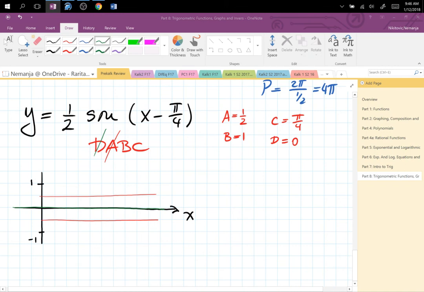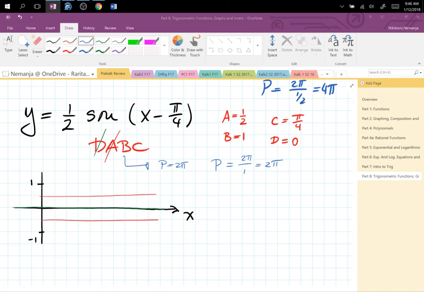Now B. What I need to know for B is that the period is still 2 pi because B was 1. You want to use the formula? Sure, go ahead. 2 pi divided by B, which is 1, is just 2 pi. So the period did not change.